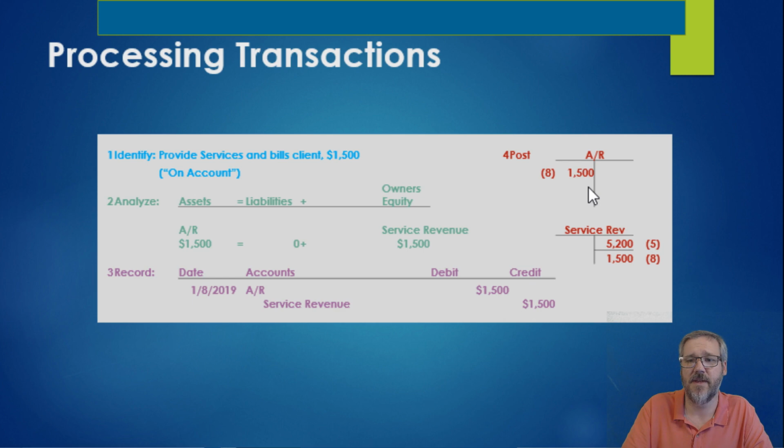When I post these amounts, we can see under accounts receivable, which again is an asset, increases with this debit entry of $1,500. My service revenue, which is a revenue account, it increases owner's equity, so it has credit entries of again the $5,200 that I did before and got that cash, and then now the $1,500 that I am performing on account. It is still considered revenue, even though I am not going to receive it yet.